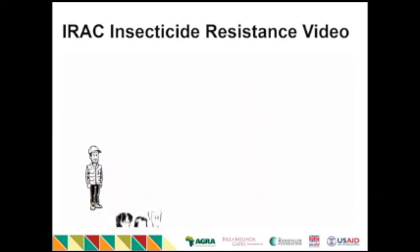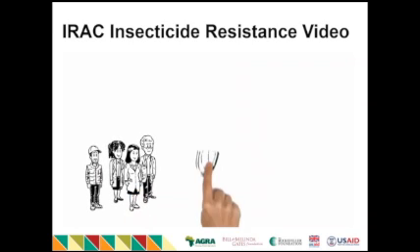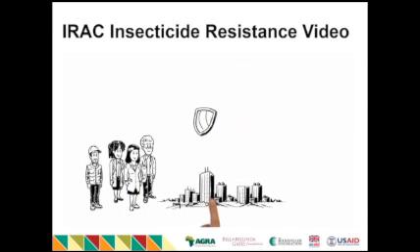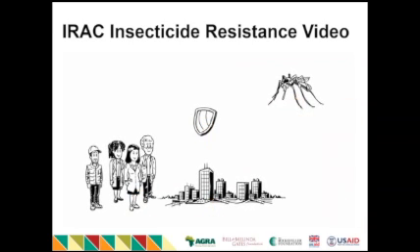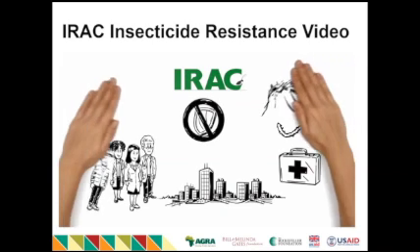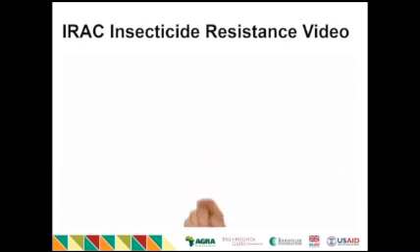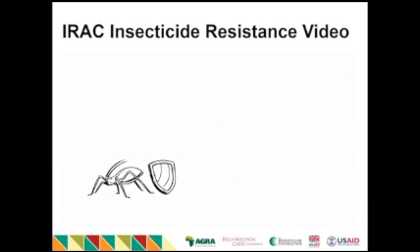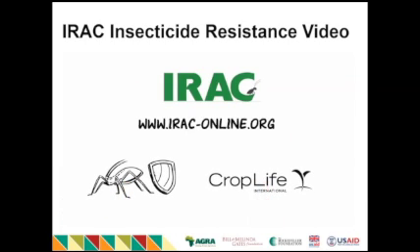Farmers like James are not alone in the fight against insecticide resistance. In urban environments, mosquitoes can also develop resistance. This increases the spread of malaria and has a huge impact on public health. IRAC works everywhere to combat the development of resistance. If you would like to learn more about insecticide resistance and the work of IRAC, visit the IRAC website.